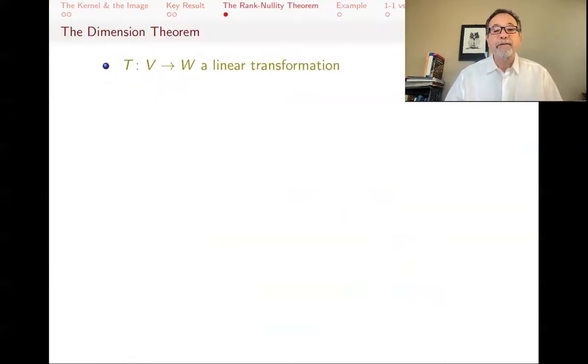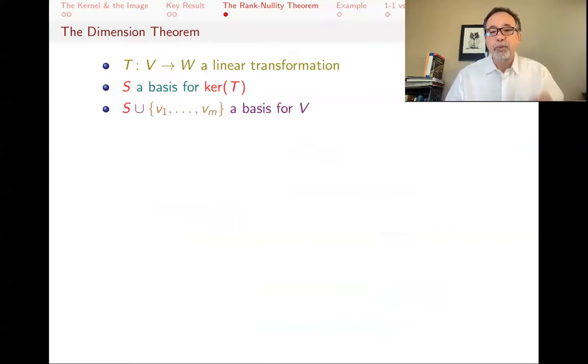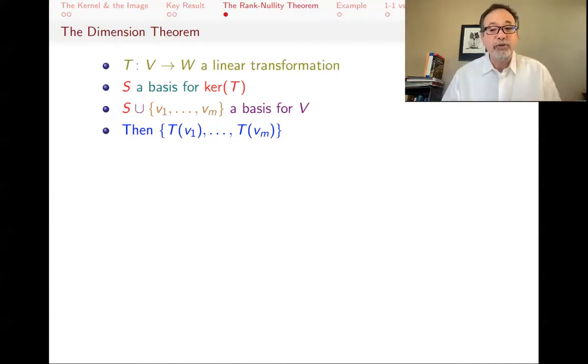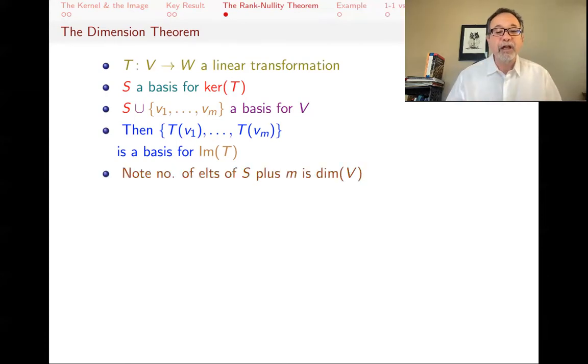So let me give you one consequence, and I will want to figure it out before stating it. So again, we have a linear transformation. We have a basis for the kernel. We expand the basis to a basis for V, and we're saying that if you find the image of those extra elements that you added to the basis for the kernel to get the basis for V, you will get a basis for the image. So what? Notice something. The number of elements of S plus M is the dimension of V. Why is that? Well, because S union V1 through Vm was a basis for V. So the number of elements in there is the same as the dimension.